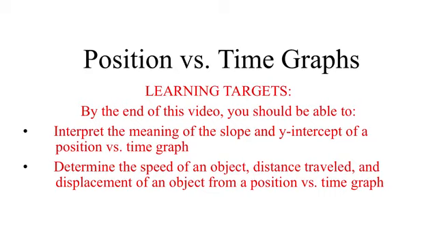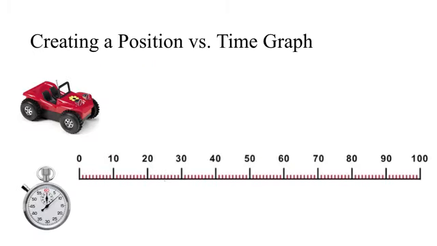Hello everyone, this is Mr. Kaviani, and by the end of this video, you should be able to interpret the meaning of the slope and y-intercept of a position versus time graph, and determine the speed of an object, the distances traveled, and the displacement of that object from a position versus time graph.